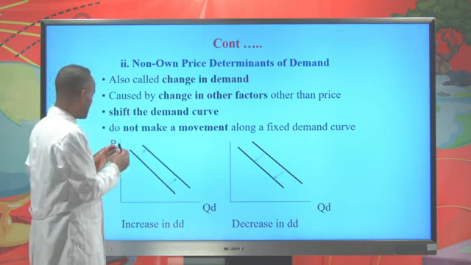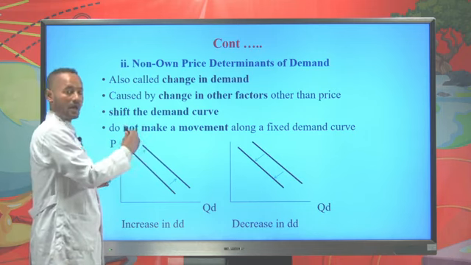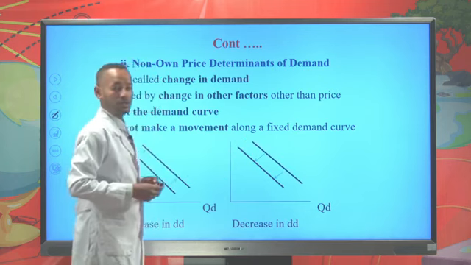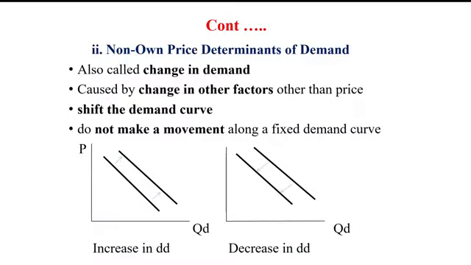Any factor that increases demand for a commodity will shift the demand curve to the right, and any factor that decreases demand for a commodity will shift the demand curve to the left. Now, let's see these factors that shift the demand curve either to the left or to the right.